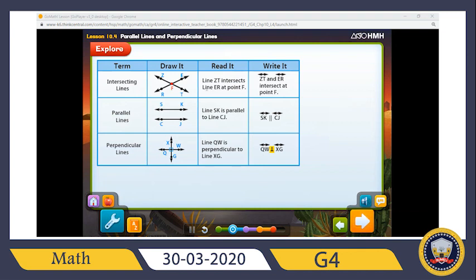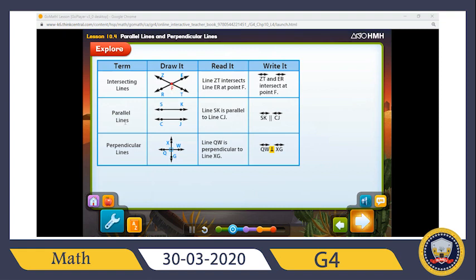In our previous class, we learned 3 types of lines. What are they? Intersecting lines, parallel lines, and perpendicular lines, right? So what does it mean, intersecting lines? Like you see in this picture, there should be 2 line segments, and they should intersect in one point. There should be only one common point. How can I read it? I can say line ZT intersects line ER at point F. So they intersect at one point.